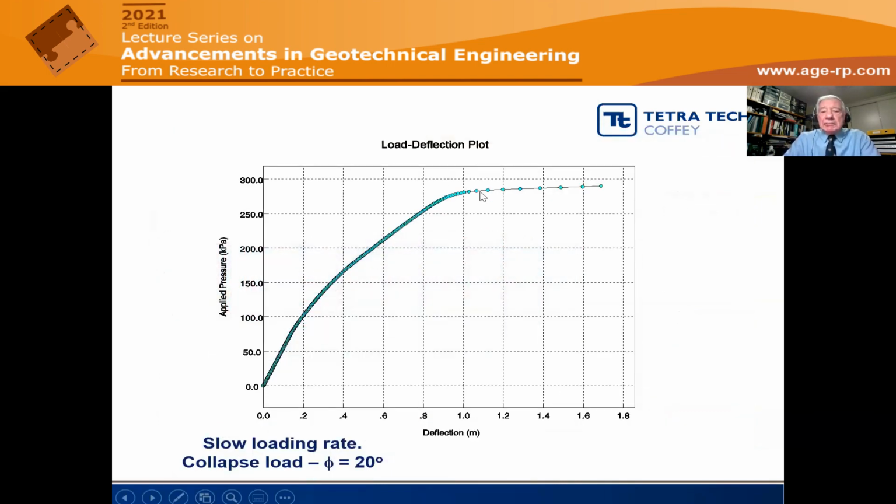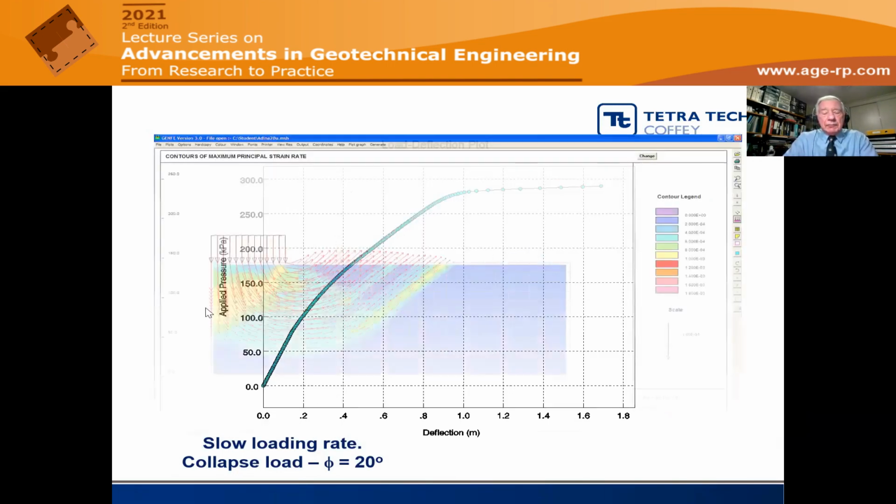This is the load settlement behavior up to failure. So as we apply the load very slowly, we get an increase in settlement until we get drained failure. And in this case, drained failure is at a pressure of about 290 kilopascals. Okay, that's the collapse load.